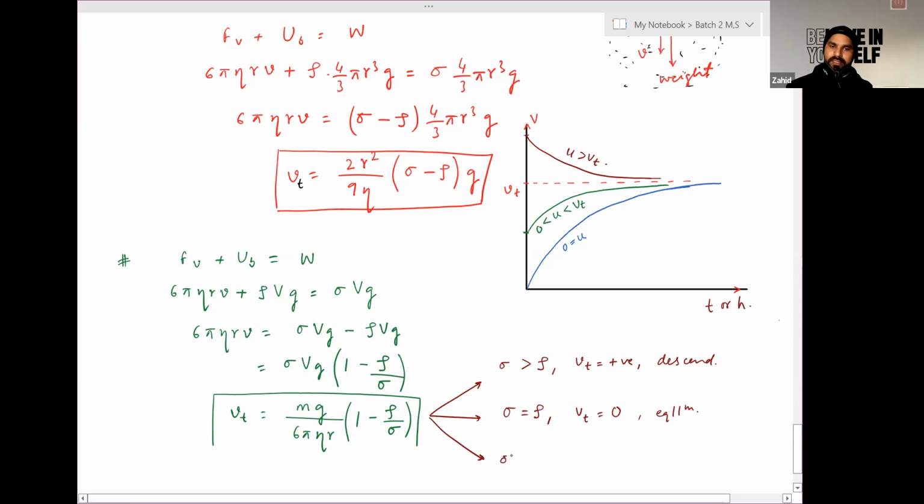And third part, if sigma is less as compared to rho, that is the surrounding medium, so terminal velocity will become negative. So it will start ascending.